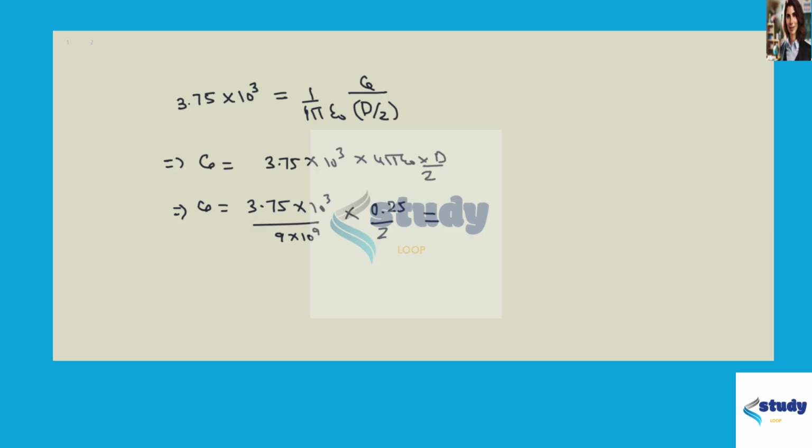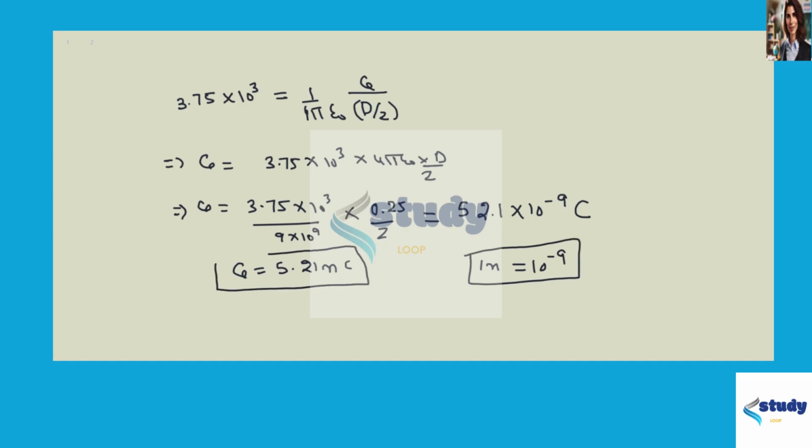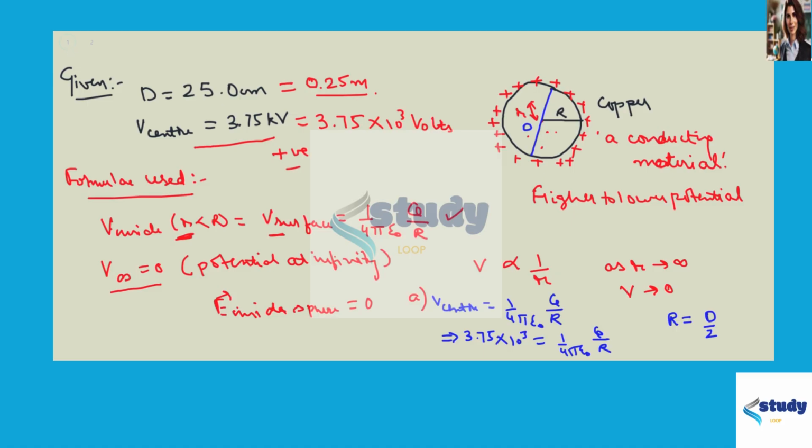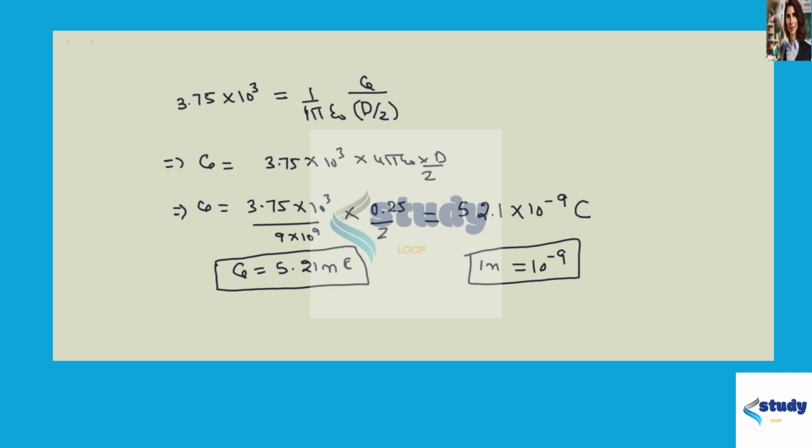I have used the calculator to find the exact value of Q. So this equals 5.21 times 10 raised to power minus 9 coulomb. So Q equals 5.21 nanocoulomb. 1 nano is equal to 10 raised to power minus 9. So this charge must be kept on the copper to make this much potential at the center. So that's the solution for part A.